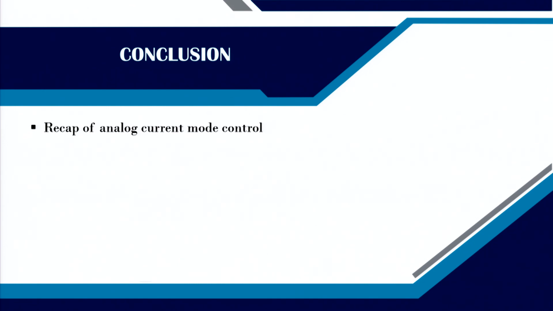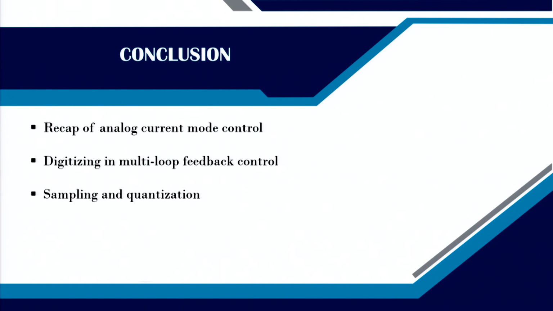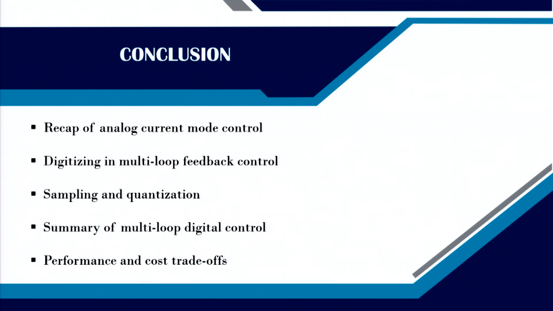In summary, we have recapitulated the analog current mode control technique, which is a 2 loop control. Then we have discussed how to digitize this 2 loop control, where we should sample, whether we should digitize the voltage or current or their combination. Then we discussed some issues of sampling and quantization, we summarized multi-loop digital control, and we discussed some aspects of performance and cost, but we will discuss this architecture in more detail in the subsequent week. So for today I think we have just summarized the basic steps of digitization.